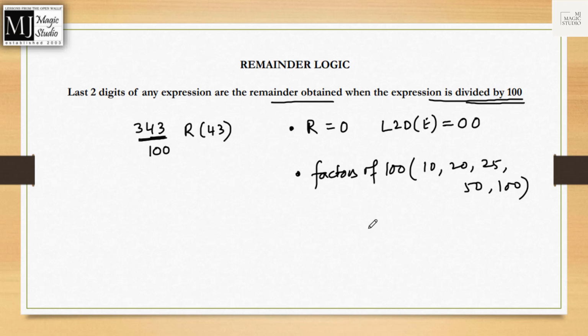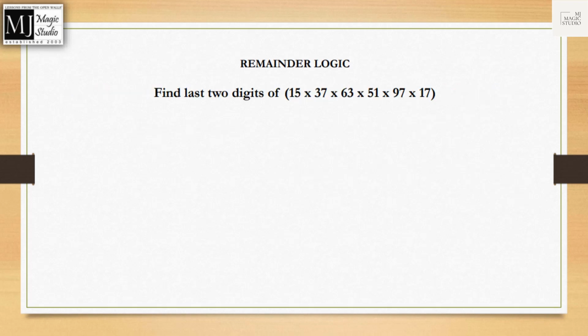Let's see this remainder logic with a few examples. Let's take this example. We need to find the last two digits of 15 into 37 into 63 into 51 into 97 into 70. As far as logic goes, let's divide this by 100. Now we can see that some of the numbers are multiples of 5. So the 15 will become 3 divided by 5 and the 100 will become 20. Now we just need to identify the remainders of the different parts when divided by 20.